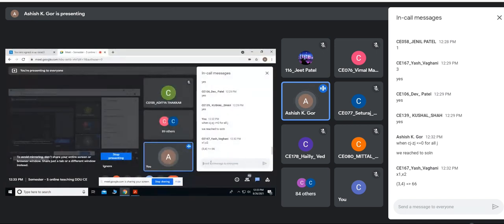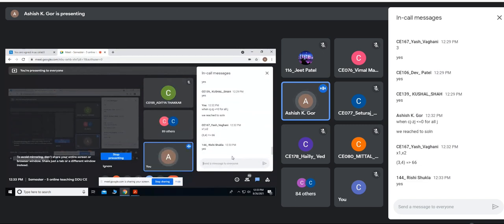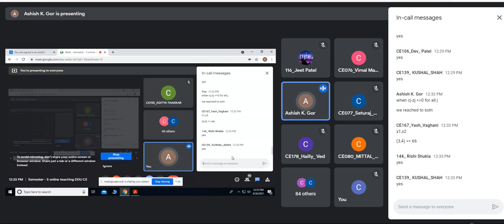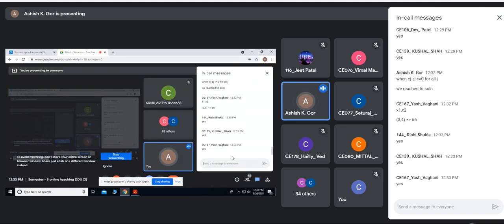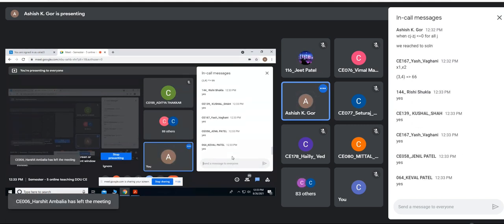Is the calculative part clear? Yes, very correct, Yash. Calculative part clear? Yes, there are approx 90 students. Is the calculative part clear? Everybody? Yes. So these are the iterations in which we progress.